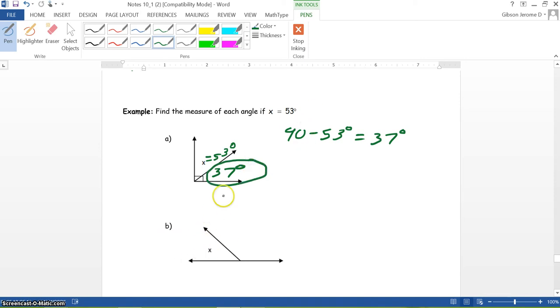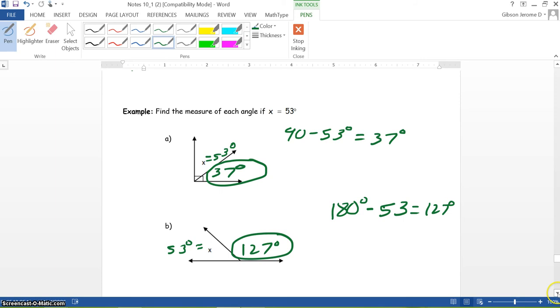And here, again, we're told that this is 53 degrees. And remember, this is a straight angle, so we'll take 180 minus 53. This would give us 127 degrees. So this would be 127 degrees, which will be our answer.